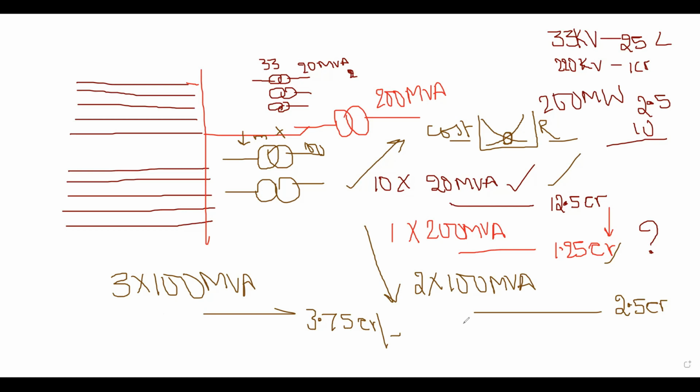Someone will say, my system is coal-based. All the input is in my hands, and my tariff is also very high. I have to export the power continuously without fail, so I can gain 10 rupees per kilowatt hour. If the tariff is very high and the source, the coal, is in your hands, then he will go with the 3 into 100 MVA transformer design.